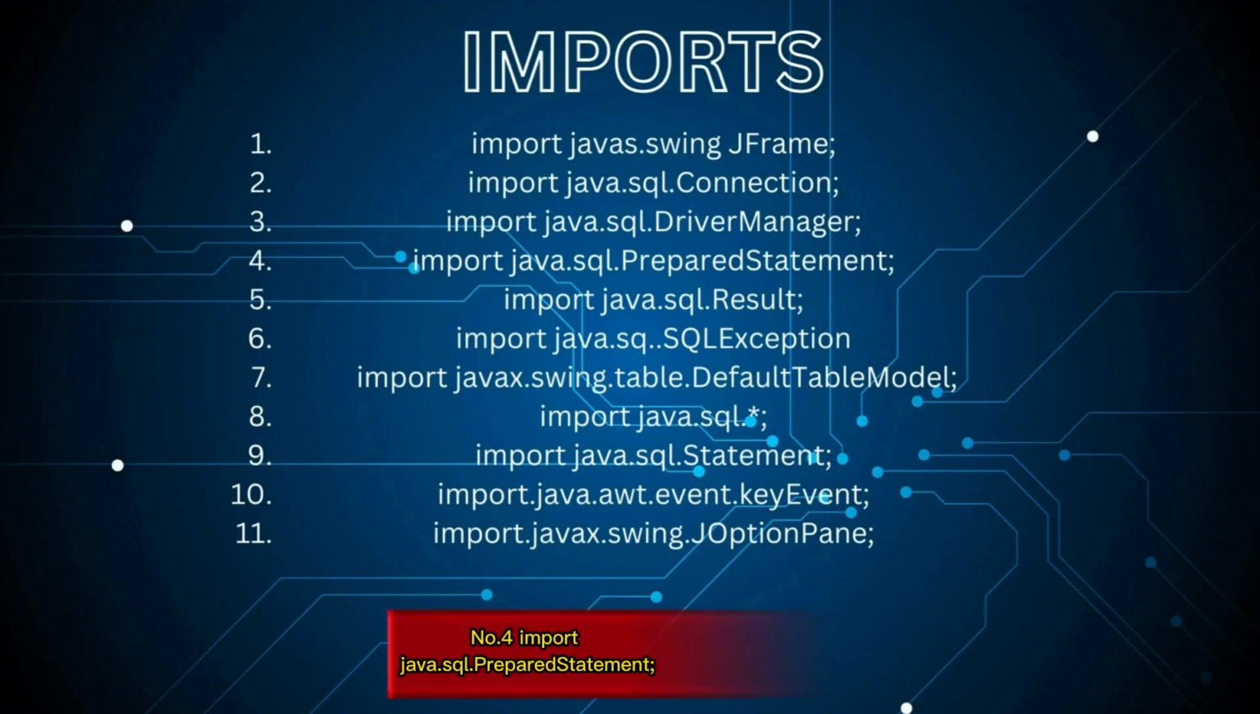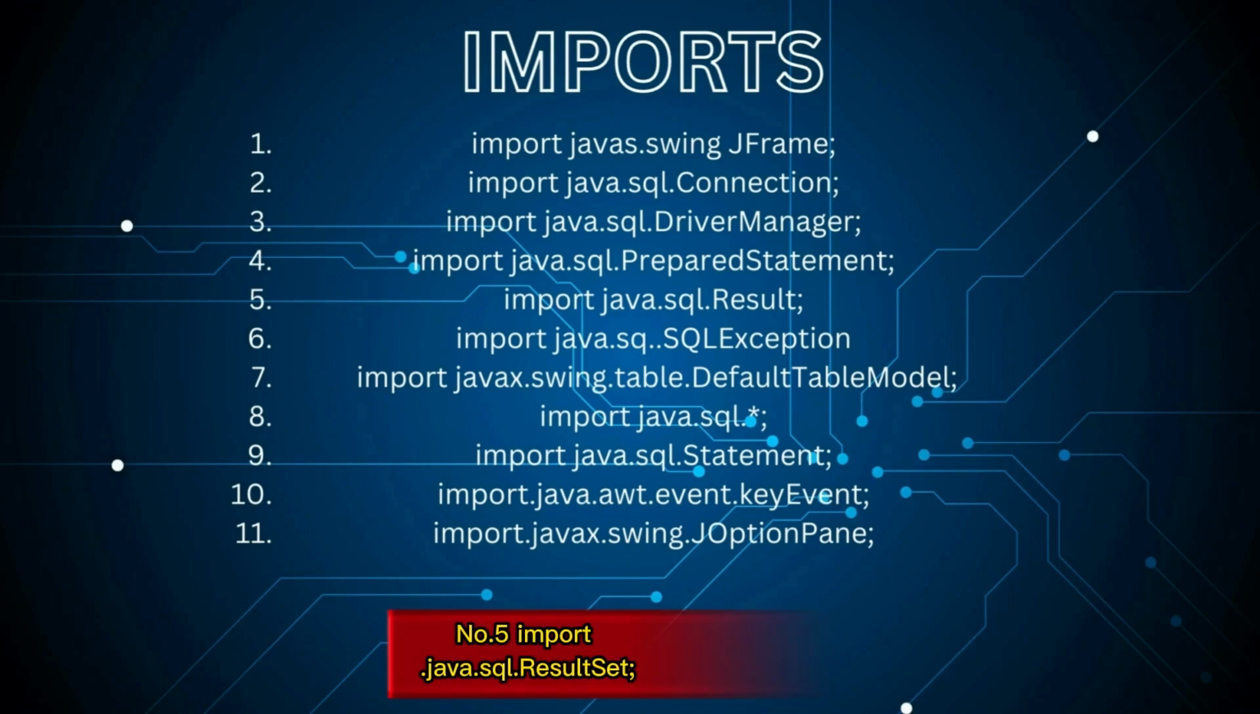Number 4. Import java.sql.PreparedStatement; This import statement is used to import the PreparedStatement interface from the java.sql package. PreparedStatement represents a precompiled SQL statement. It allows you to execute parameterized SQL queries and provides methods for setting query parameters.